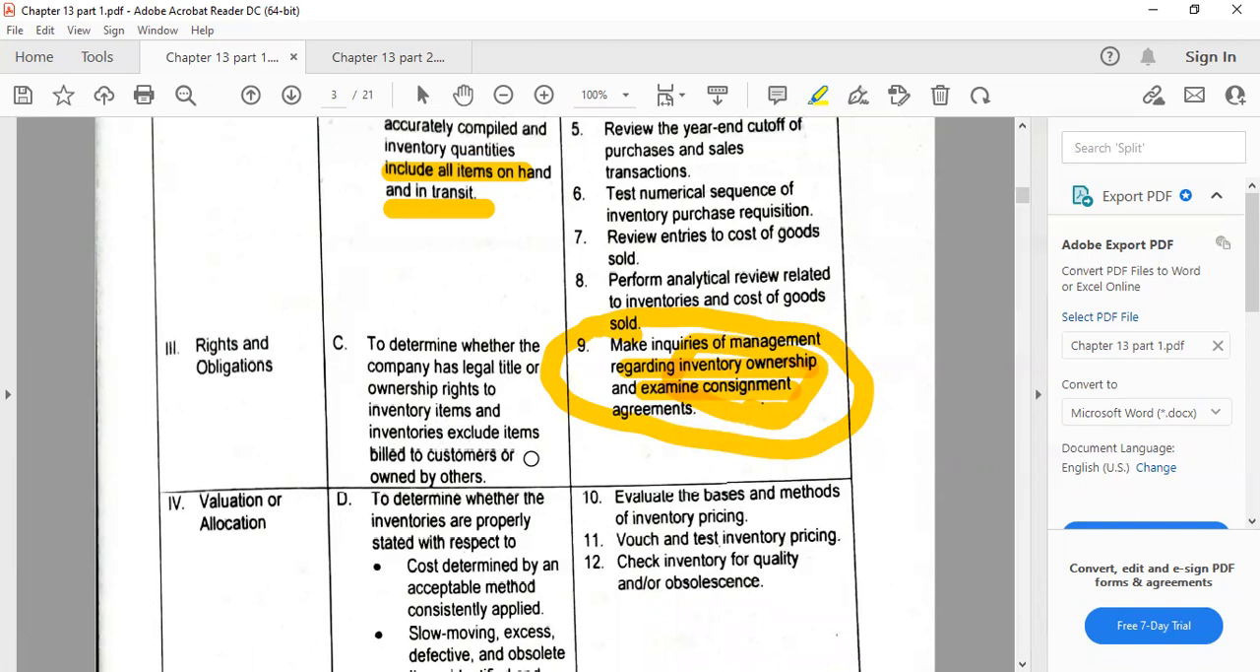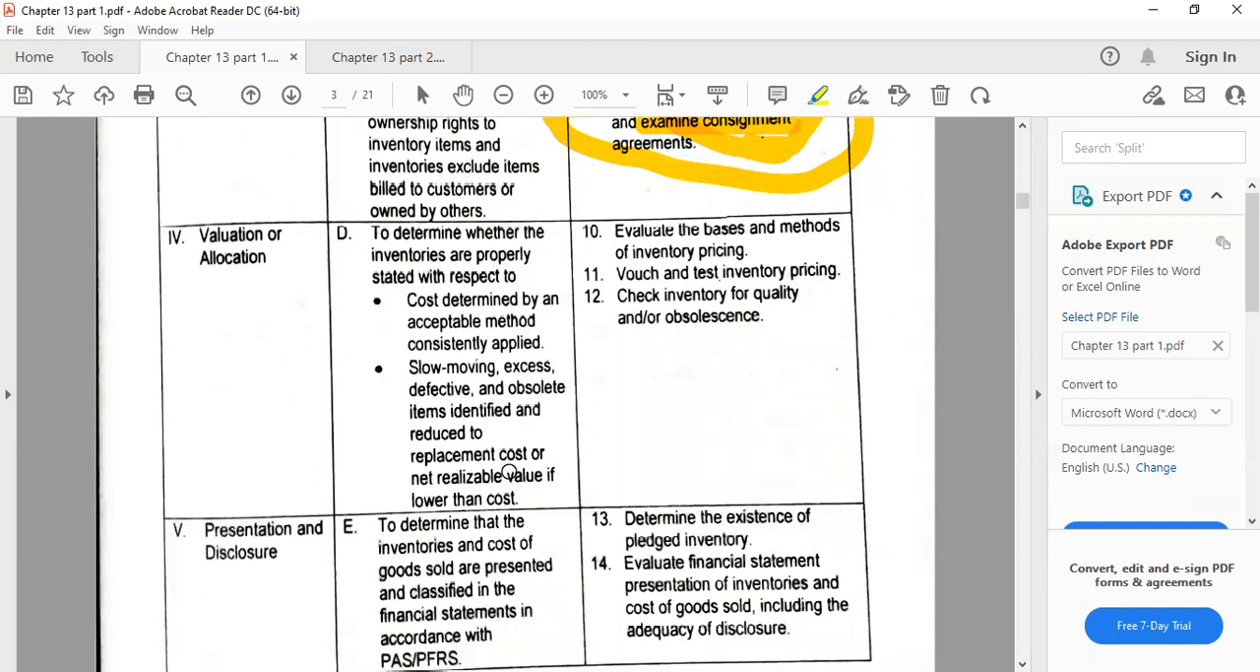Items in inventories exclude items billed to customers or owned by others. So again, do not include those, although physically present in our warehouse, but are merely consigned to us. So exclude those items. Another assertion is valuation or allocation, and the objective is to determine whether the inventories are properly stated with respect to cost, determined by an acceptable method consistently applied.